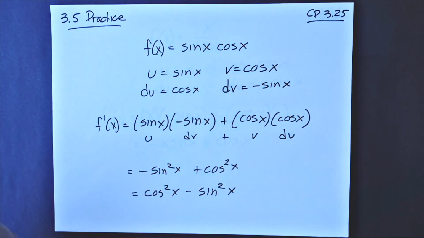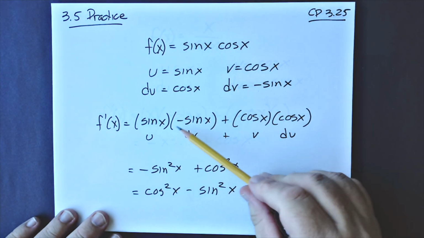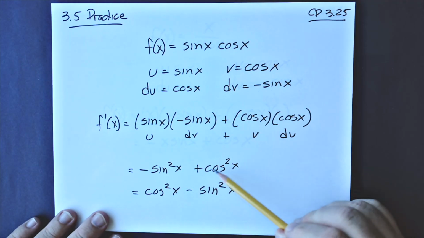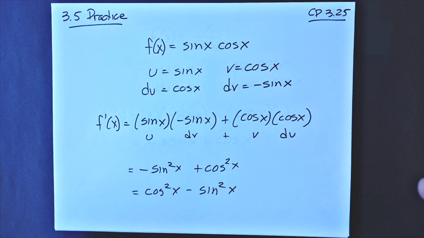I went ahead and simplified this. You, of course, don't need to, but if you're checking in the back of the book, just multiply these together. So this is negative sine squared x plus cosine squared x, and sometimes those might be flipped around just to lead with a positive instead of a negative.